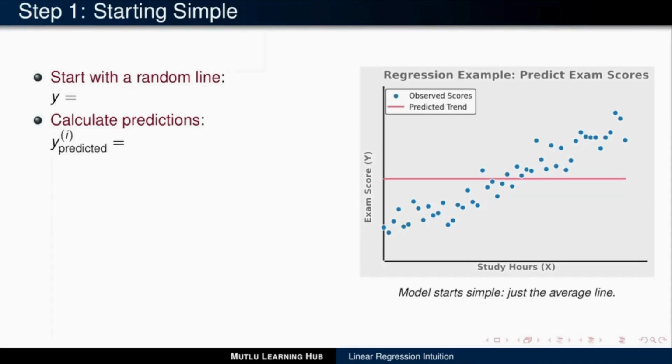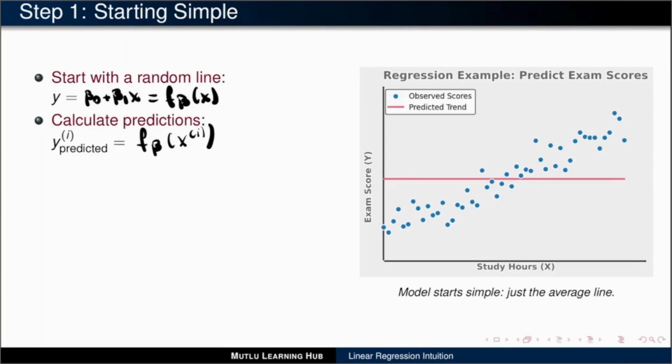Let's begin with a simple idea. We want to model the relationship between study hours and exam scores with a straight line. Something like this, y equals beta 0 plus beta 1 x, and I will denote this function as f beta x. At first, we don't know the right parameters, so we just start with a random line. Then for each point, we calculate the predicted score, that is y predicted equals f beta of xi. Let's see it on the graph. For example, for this point, the prediction is here.